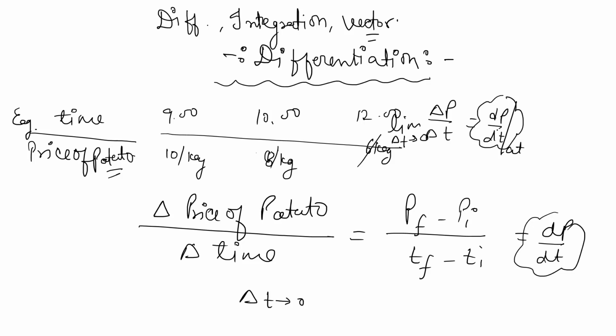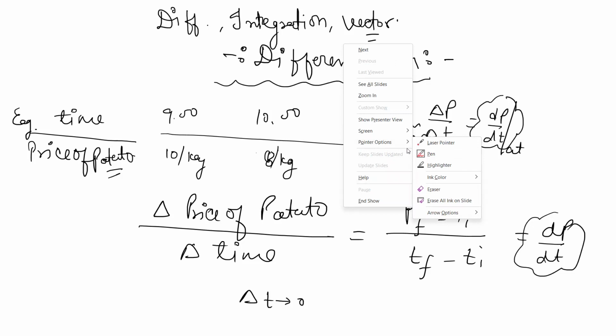Some of the students don't know what del p upon del t gives. I'm trying to explain. Okay, let's take another slide. This is the meaning of differentiation. If one function is given, like the price of a potato changes like this, 100 times t.